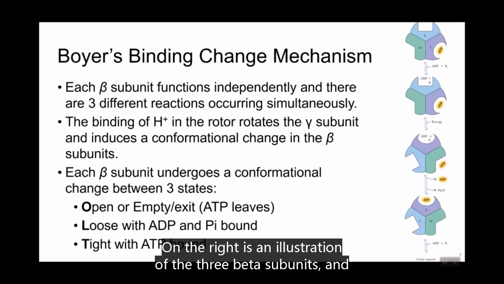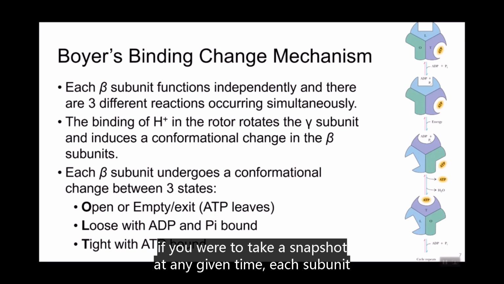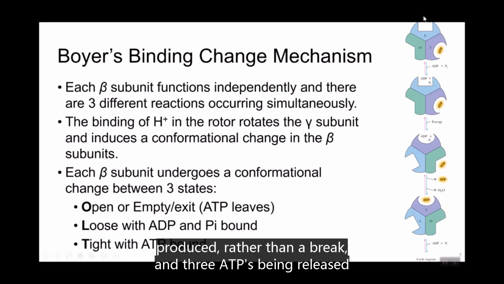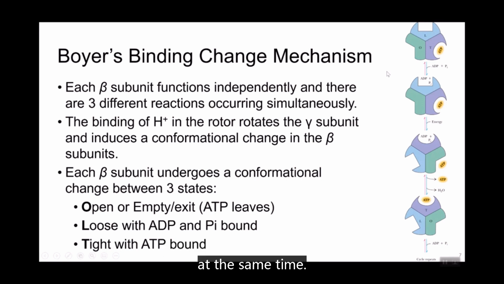states. On the right is an illustration of the three beta subunits, and if you were to take a snapshot at any given time, each subunit will be in a different state. This is important because it means that there will be a steady stream of ATP being produced rather than a break and 3 ATPs being released at the same time.